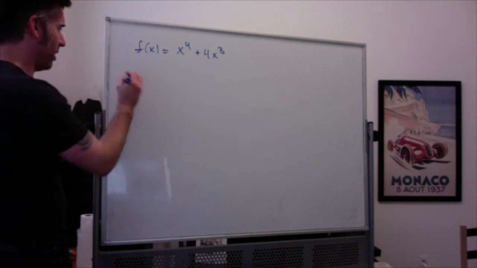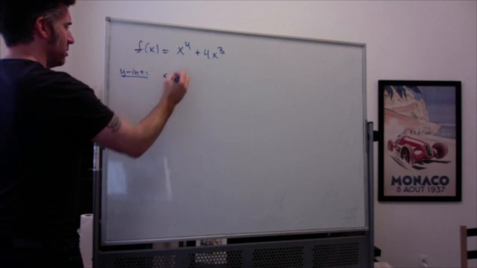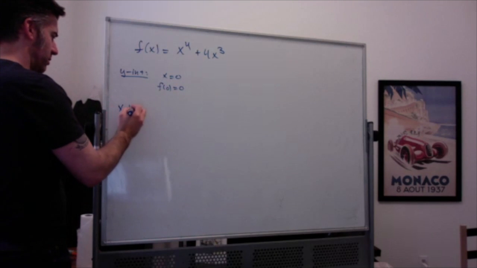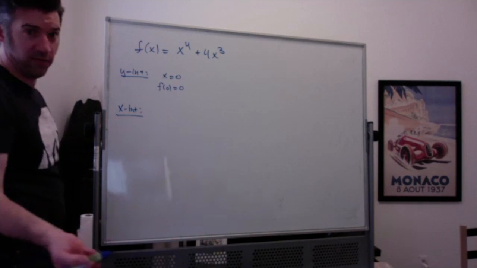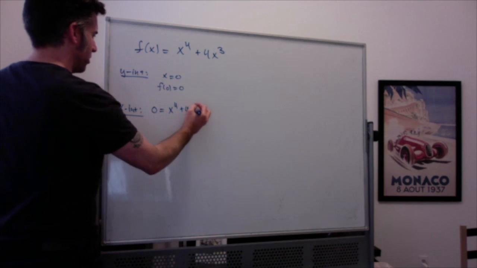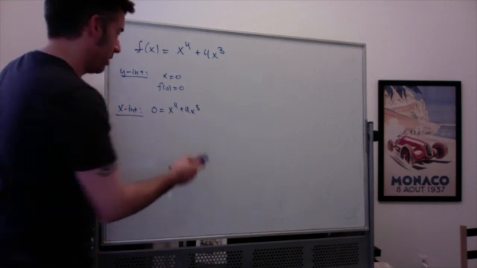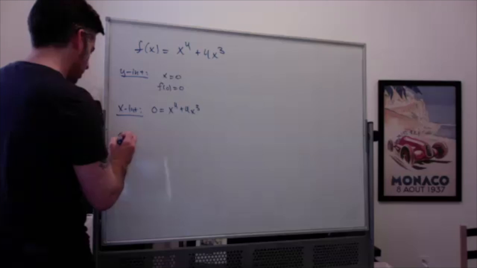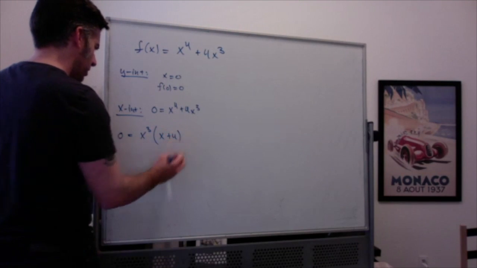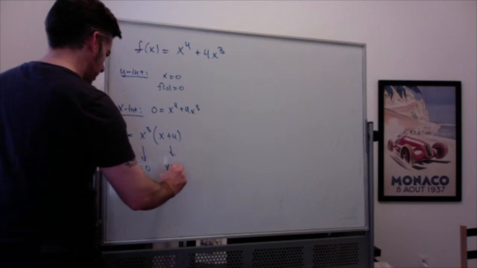So first things first, let's find the y-intercept. So y-intercept, I'm setting x equal to 0. F of 0 is clearly 0. X-intercept. Setting y, or the function, equal to 0. So 0 equals x to the 4th plus 4x cubed. And a lot of times you're going to be able to factor. I can factor out an x cubed here. So 0 equals x cubed times x plus 4. So I'm getting x equal to 0, x equal to negative 4.